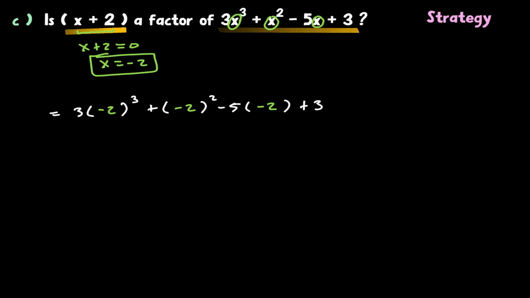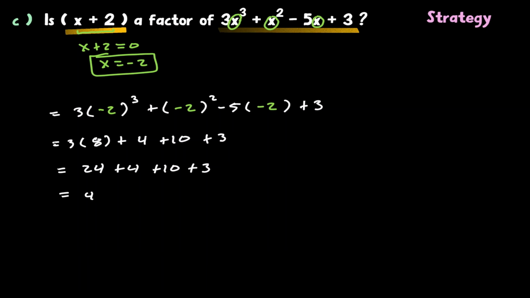And now let's just evaluate this. -2 to the third, that is -8. -2 to the second, that is +4. -5 times -2, that is 10. And then +3. And when we combine all this, it is equivalent to 41.